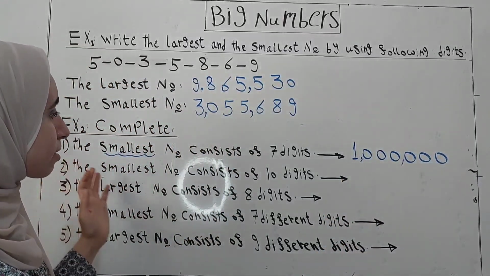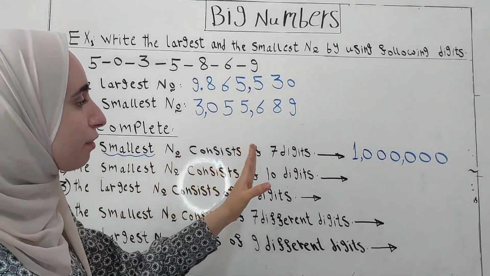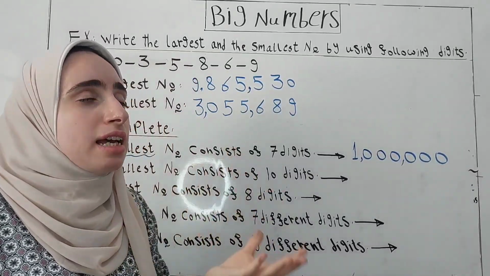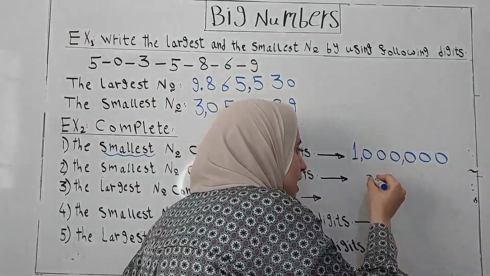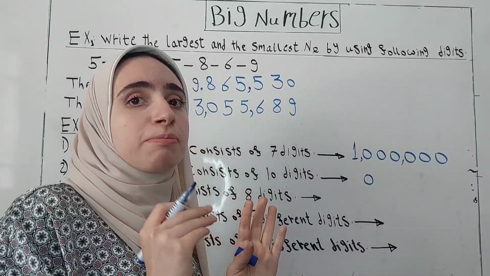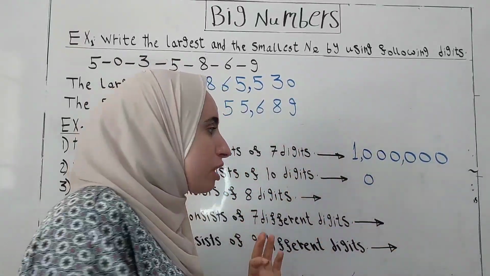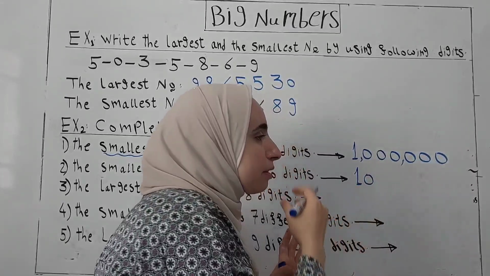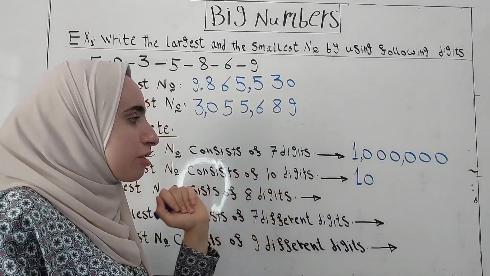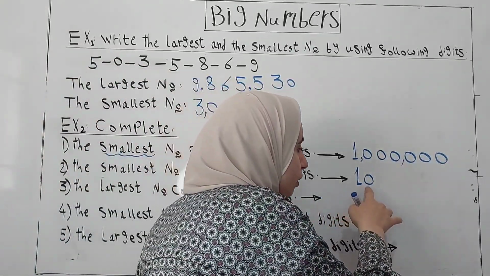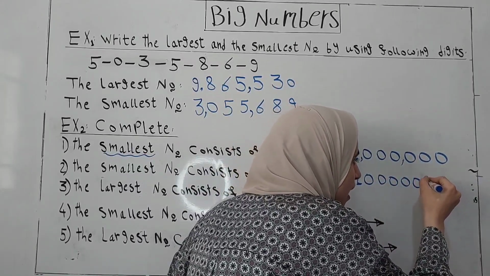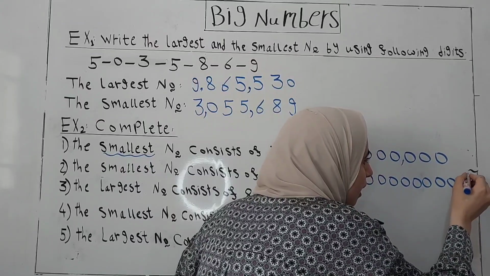The second one: the smallest number consisting of 10 digits. What is the smallest digit? The smallest digit is 0. So we put 0 on the left, but 0 on the left has no value. So we put the next smaller digit, which is 1. Then we put 0. Then we complete with 0 to reach 10 digits. Let's count with me. 1, 2, 3, 4, 5, 6, 7, 8, 9, 10.